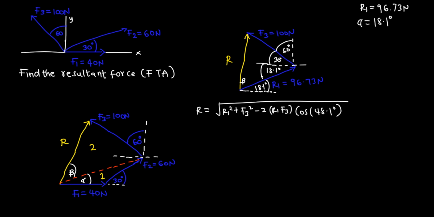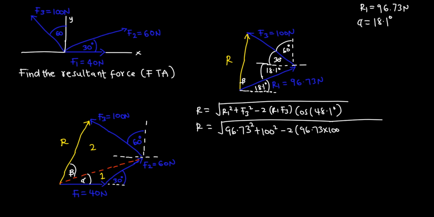Okay, so now let's substitute in our values. So we're going to have 96.73 squared plus 100 squared minus 2 multiplying 96.73 times 100, then cosine of 48.1 degrees. So now let's simplify.